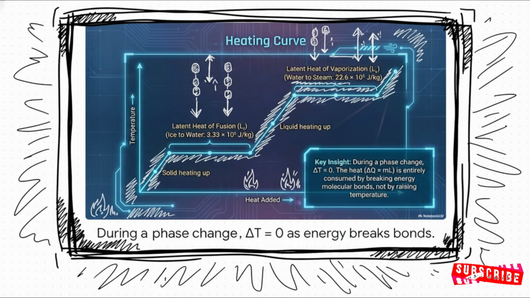So check out the flat lines here, because this is a classic exam trap. Notice how the temperature rises steadily, but then suddenly it just flatlines, even though heat is obviously still being added. That's because during a phase change, the change in temperature, delta T, is precisely 0. Why? Because absolutely all of that incoming thermal energy is being consumed entirely by breaking the molecular bonds of the material. It's not raising the temperature at all.